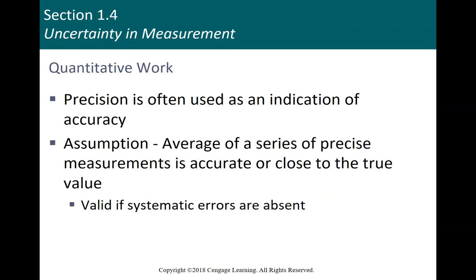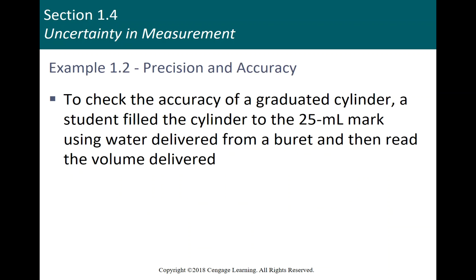A lot of times when we're looking at the work of a chemist, we kind of relate precision and accuracy. Precision is often used as an indication of accuracy. If you get several measurements that are close together, then you can assume that systematic errors are absent and that your analysis is good. So we're going to look at some data.